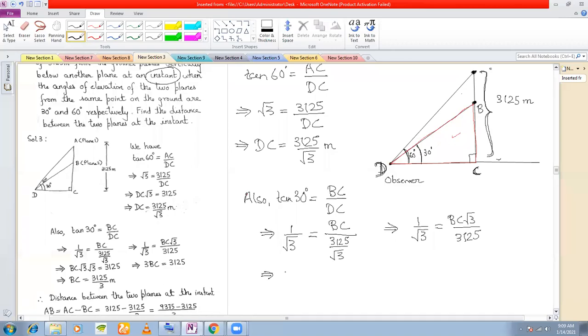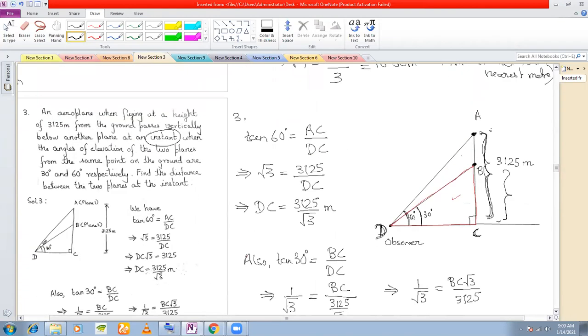Now if you cross multiply, you get 3BC is equal to 3125, because root 3 into root 3 is 3. That means BC is 3125 by 3. So we have managed to find out the length of BC, and we know the entire length, this AC, as 3125. So therefore this length BC will be, in fact we have to find AB, this length.